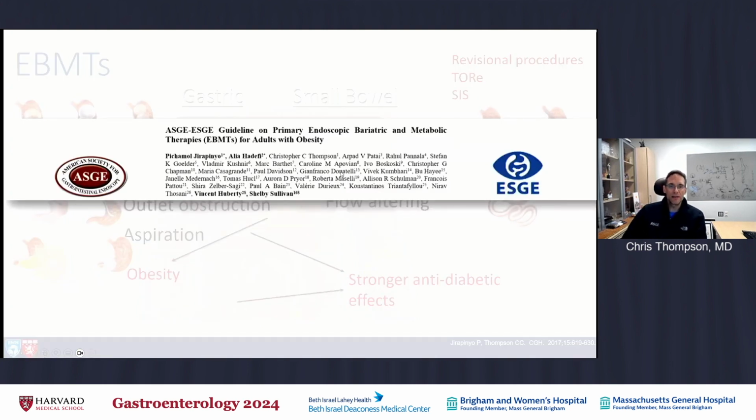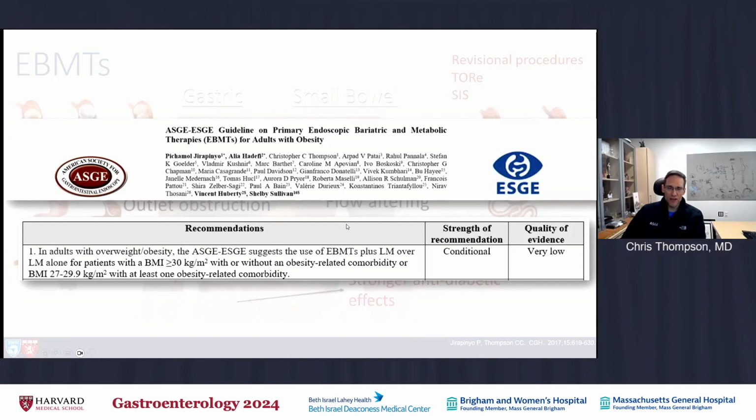There's a recent document that came out. This is a joint society guideline from the ASGE and the ESGE looking at these therapies specifically. Our group was active in the process, but this is really a very international group of doctors that were called on to do this. And they used the GRADE methodology. The first recommendation is that in adults with overweight or obesity, the guidelines suggest the use of EBMTs plus lifestyle management over lifestyle management alone for patients with a body mass index of over 30, with or without a comorbidity, or a body mass index of greater than 27 with at least one comorbidity.